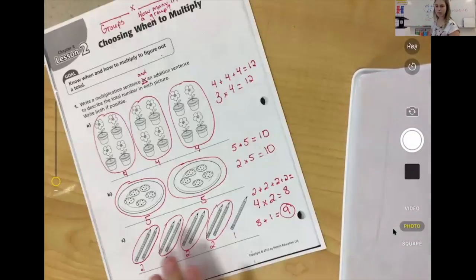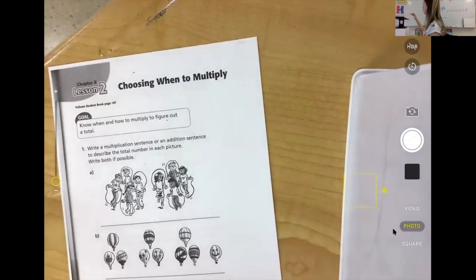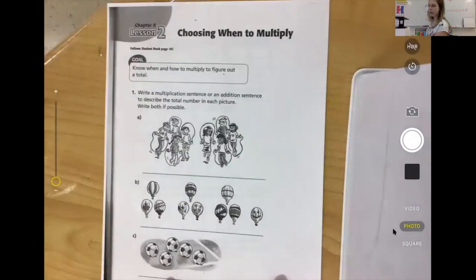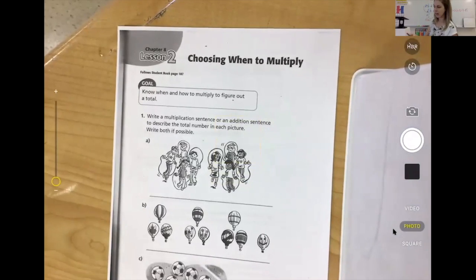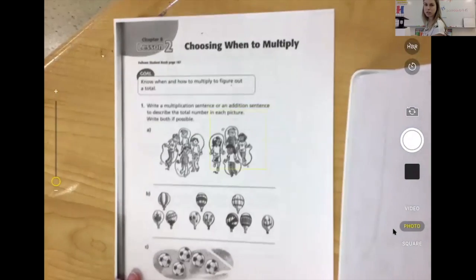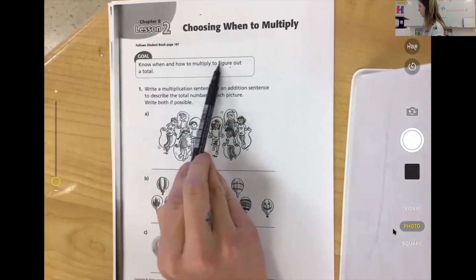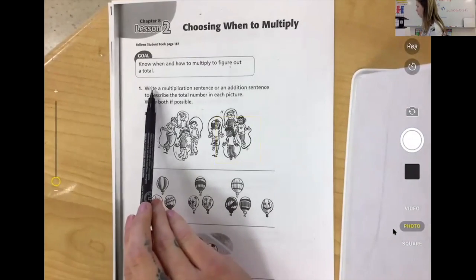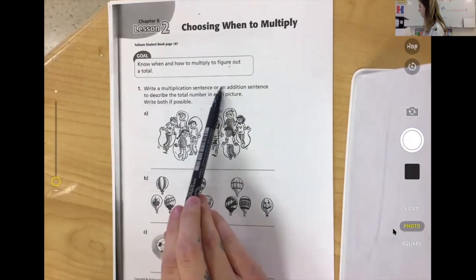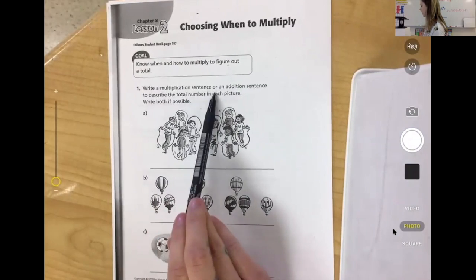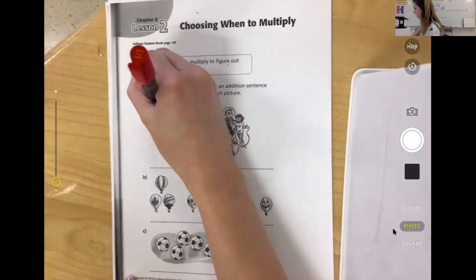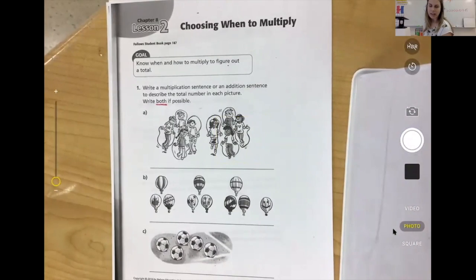Okay, good job, everyone. Let's switch off to page 157. And for this, I'm just going to go through with you how to do this. Remember, if you need help at any time, Miss Dennis or I have our office hours, and we're free to Zoom with you whenever works. So again, our goal is to know when and how to multiply to figure out a total. Number 1 says, write a multiplication sentence or an addition sentence to describe the total number in each picture. Write both if possible. Now, you guys remember, you want to show Miss Dennis and I your very best work. We want to see all your knowledge. So please do both. It's good practice.